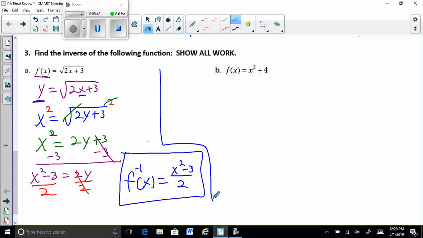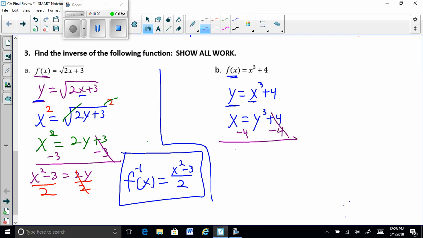Okay, so got one more of these. Same steps. We change that to a y equals x cubed plus 4. We'll go ahead and swap those. Okay. So we're going to have x equals y to the third plus 4. Okay. And now we just have to, let's see, subtract 4. So x minus 4 equals y to the third power.